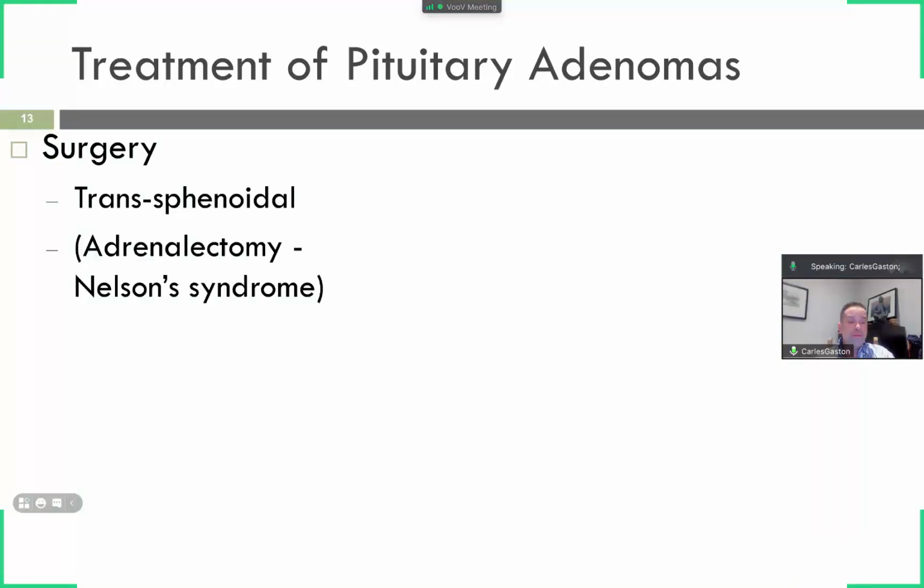Normally surgery, and this surgery can happen in several ways. The surgery can remove the tumor of the pituitary gland, and this can be through transsphenoidal, but in some cases, craniotomies. But also, the organ that is affected, like the adrenal gland, can be removed, for example, through adrenalectomy in Nelson syndrome.